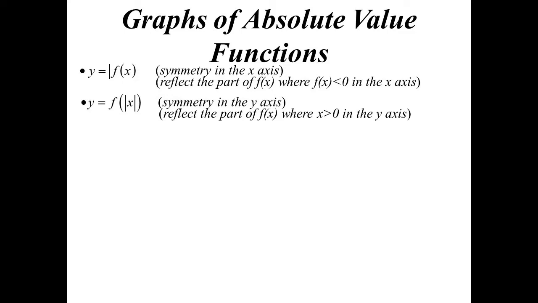Now, function absolute value x, what does that mean? Well, that means we're only substituting positive numbers into the function. So the effect of that one would be symmetry in the y-axis, and this one will be symmetric. So whatever is positive gets reflected across. Again, let me explain that with our picture.